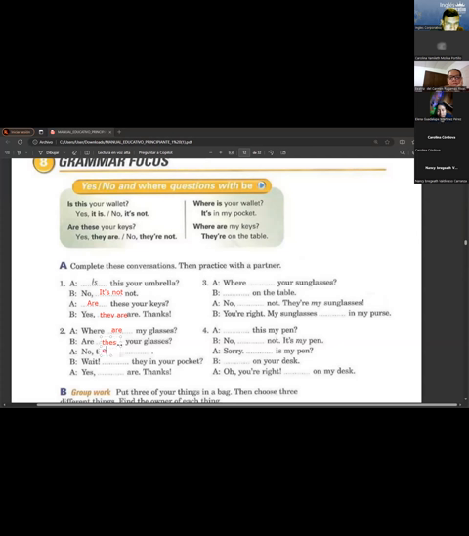Are these your glasses? No, they are not. ¿Sería? En el A sería no arriba, le falta. No. Le falta no. They are not. Okay.